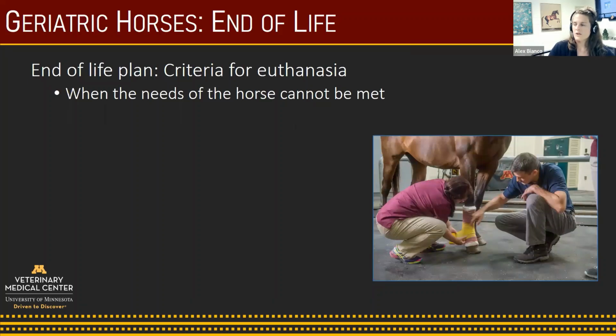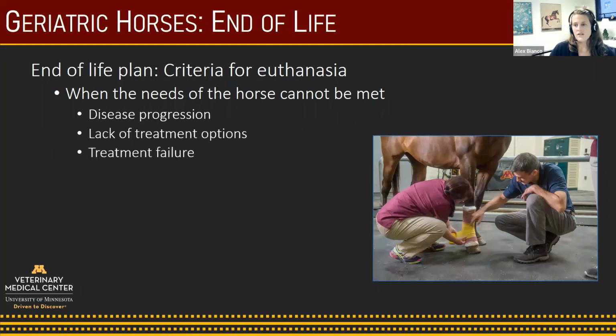So what are some criteria for euthanasia? So one thing to think about is when the needs of the horse cannot be met because the disease is too severe, because there's lack of treatment options, or you've tried everything and nothing has worked. Those are all things to consider.